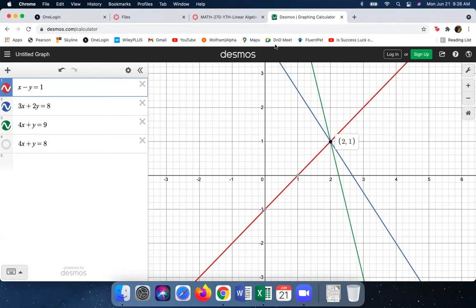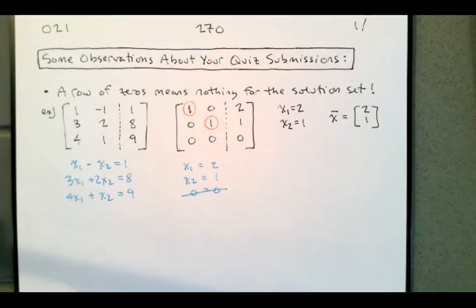Any questions? So that's the first thing that I wanted to point out. A row of zeros means nothing for the solution set.